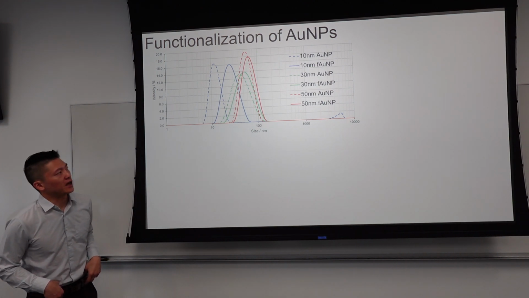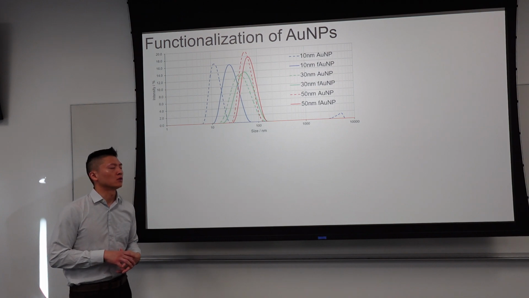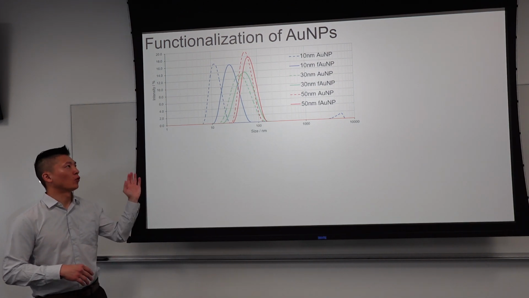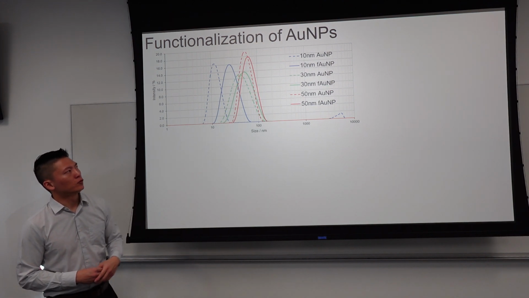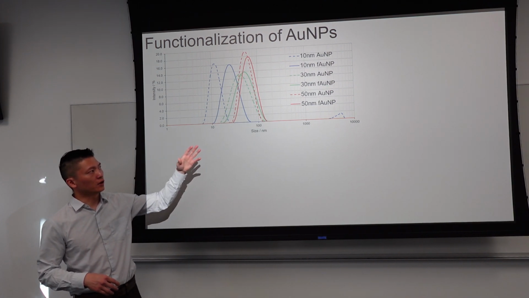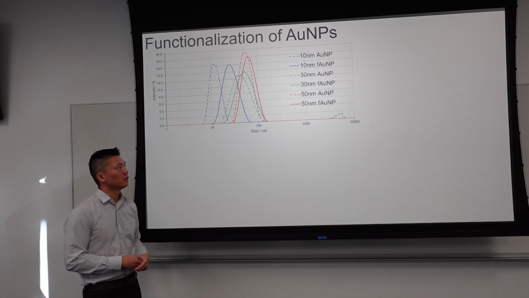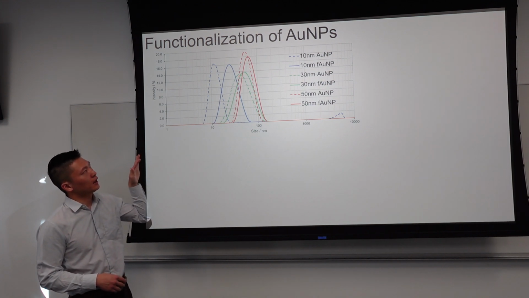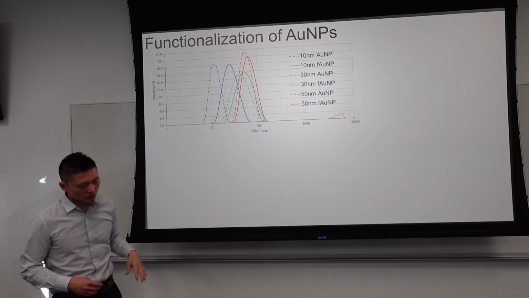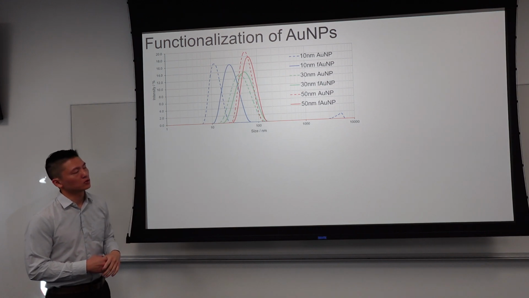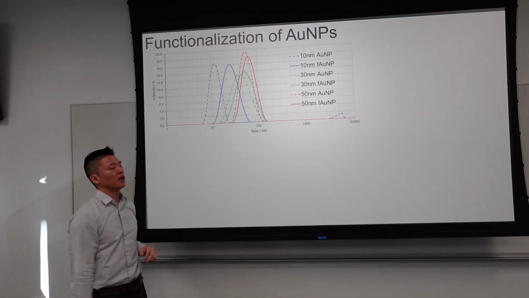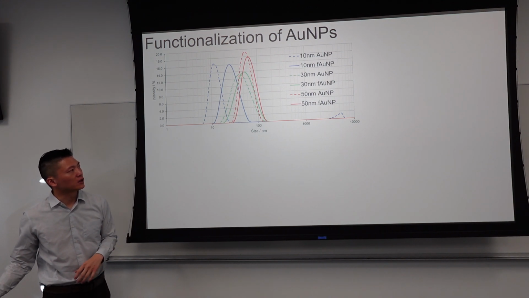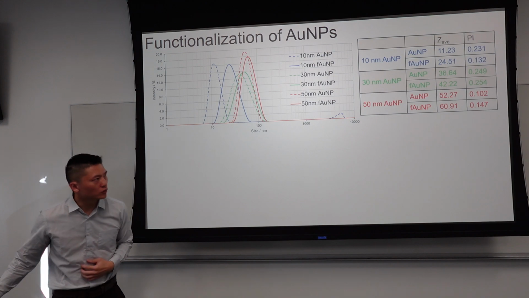We use dynamic light scattering to determine hydrodynamic diameters and how they change before and after functionalization. So blue for 10 nanometer gold nanoparticles, green 30, and red for the 50. The dashed lines represent the unfunctionalized nanoparticles, and the solid lines represent the functionalized nanoparticles. The increase in hydrodynamic diameter is consistent with the size of our ligands. And so here are some values.